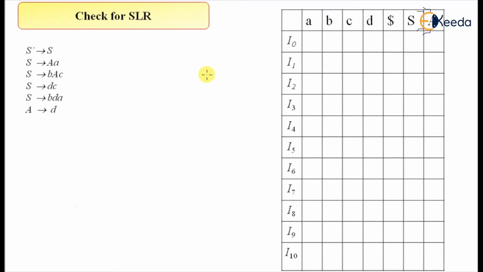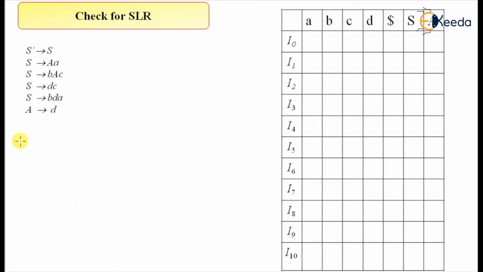Welcome back. This is the last example we are seeing for SLR, and in this example I'll also give you the motivation for why we should move to the next parser, that is CLR. This is the grammar that I have written here, and we'll design the collection part and complete the table also. Let's start constructing the LR0 collection for it.